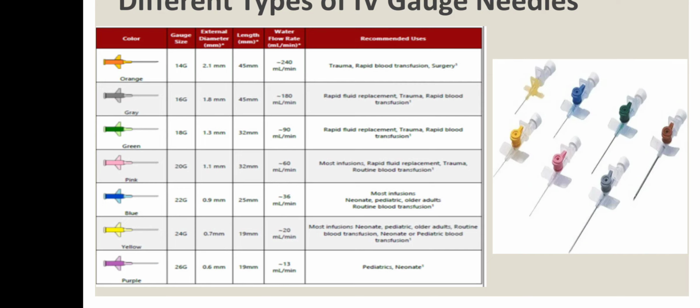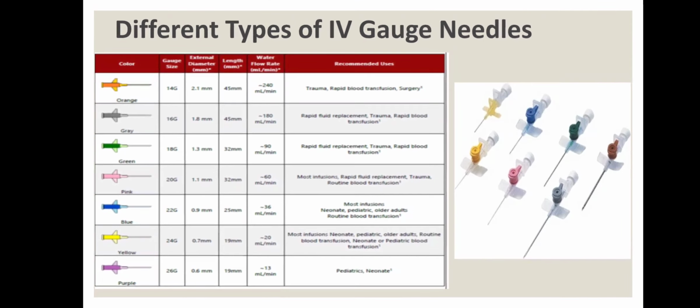And then for pink, the 20 gauge. Most infusions, rapid fluid replacement, trauma, routine blood transfusion. For blue, that is 22, most infusions, and for neonate, pediatric o pwede ding older patients. And then yellow, 24, that is most infusion, neonate, pediatric, or older adults, routine blood. And then for purple, that is 26, that is mostly used for pediatrics or neonate.